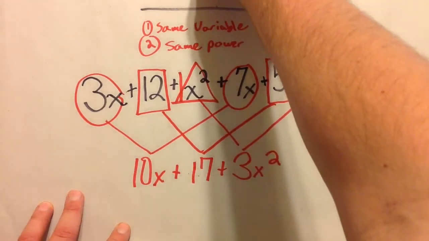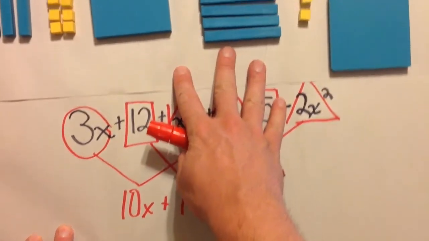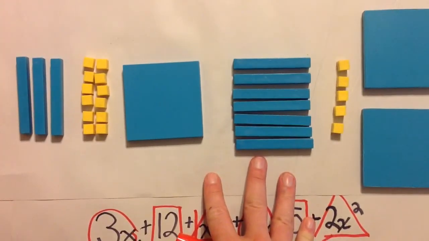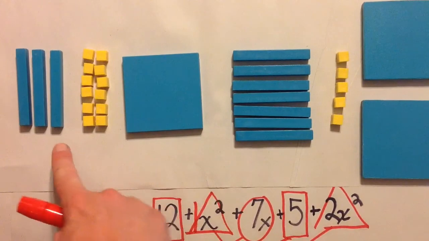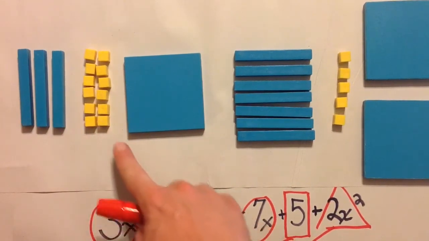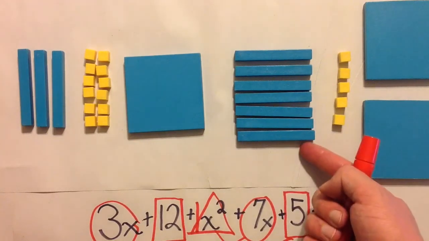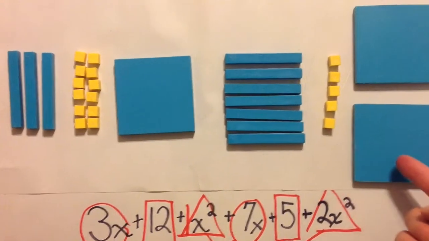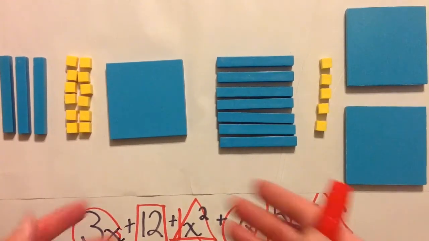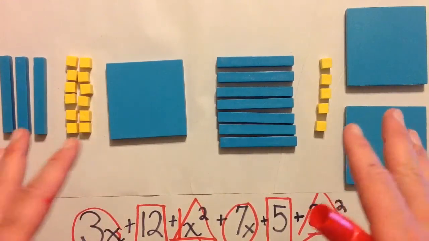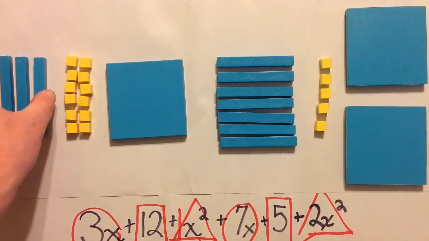Now let's look at that in terms of algebra tiles. We can see here some algebra tiles that represent our original expression: 3 x's, 12 ones, 1 x squared, 7 x's, 5 ones, and 2 x squareds. So, one way we can think about combining like terms is combining every shape, each with its own kind.